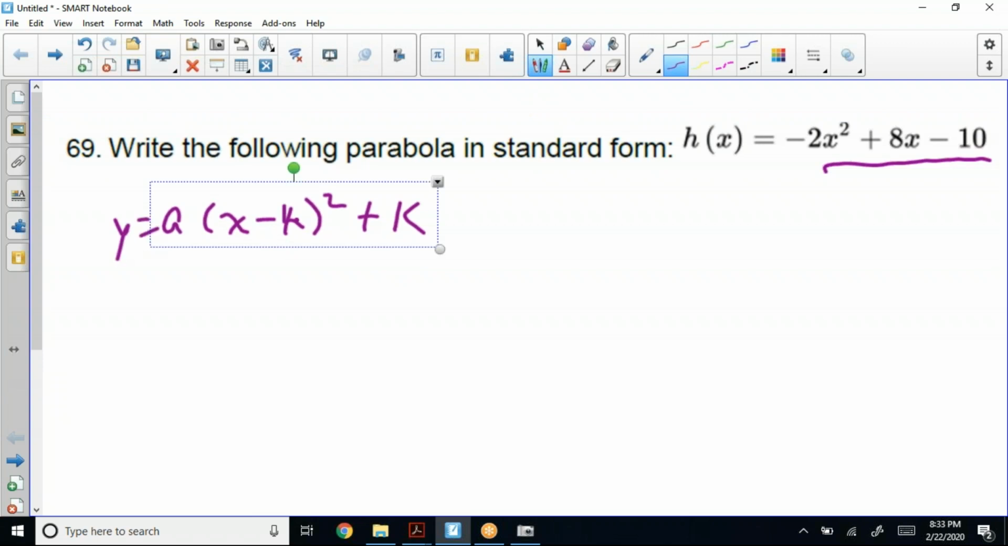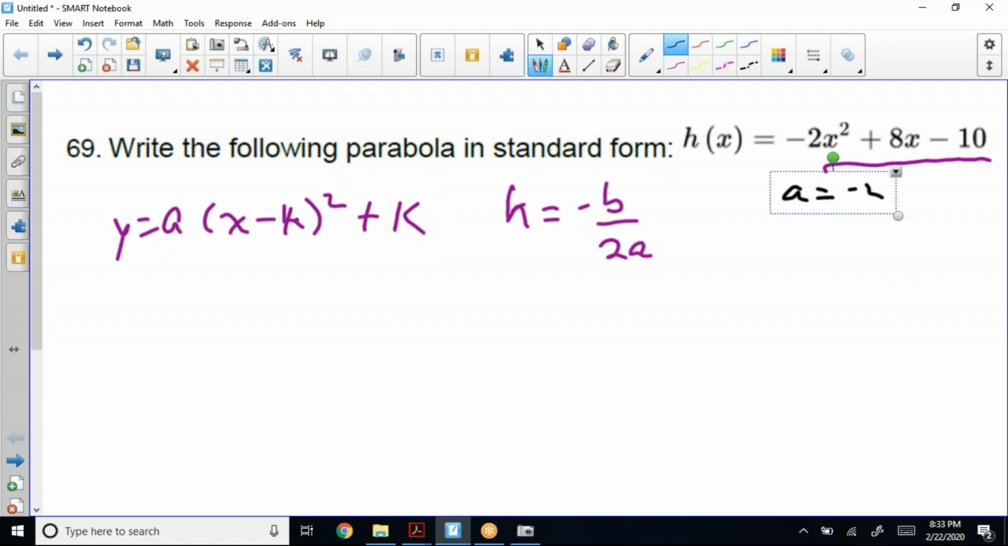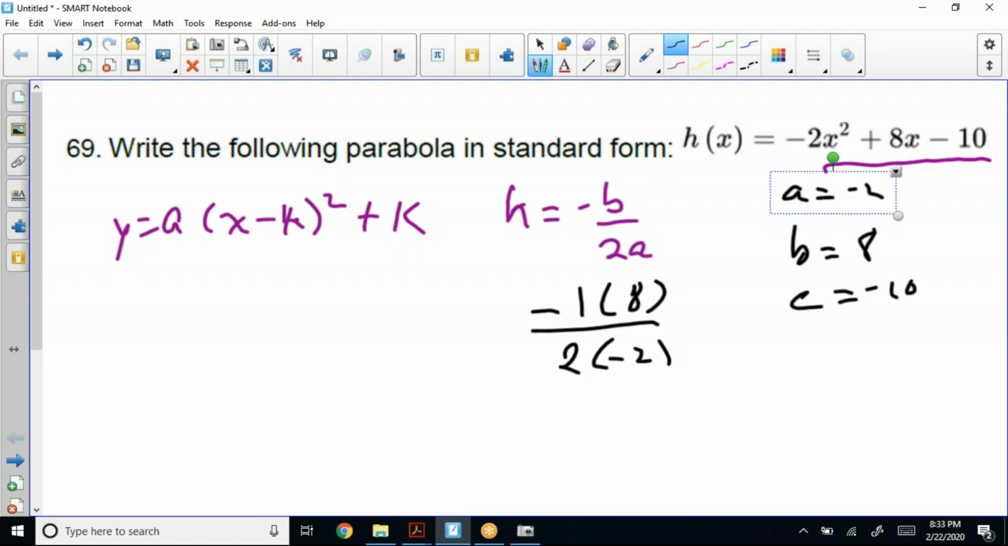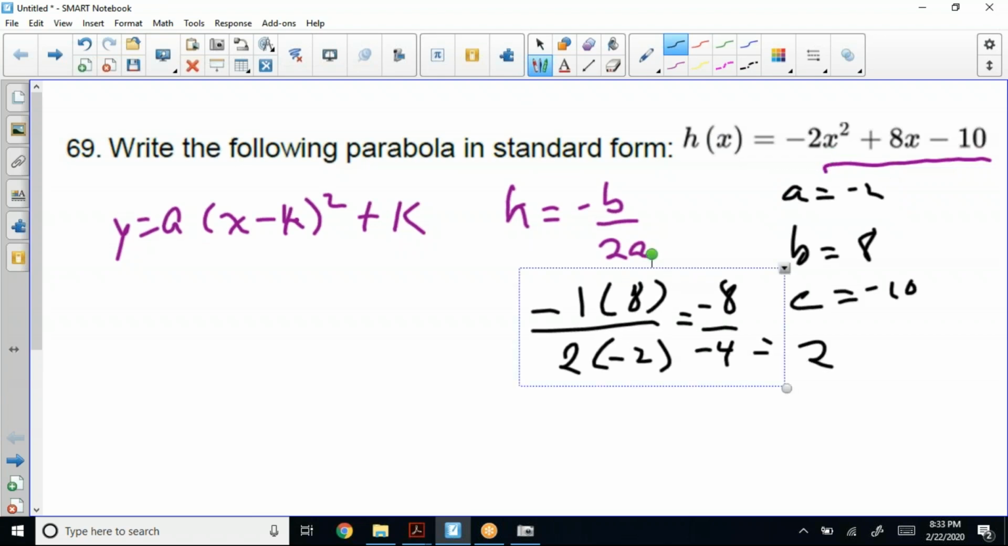All right, so the h is going to be negative b over 2a, right? So you've got a equals negative 2, b equals 8, and c equals negative 10. So we'll go negative 1 times 8 over 2 times negative 2. That's negative 8 over negative 4, which equals 2. So our h value is 2. That's the x coordinate of the vertex, right?